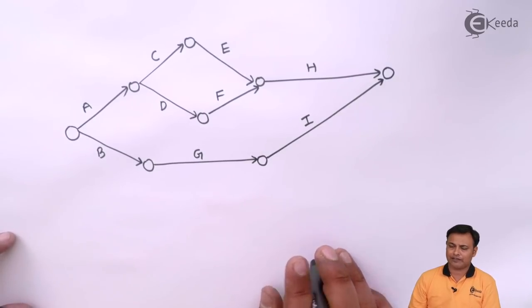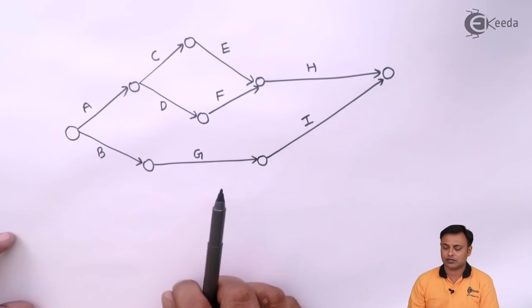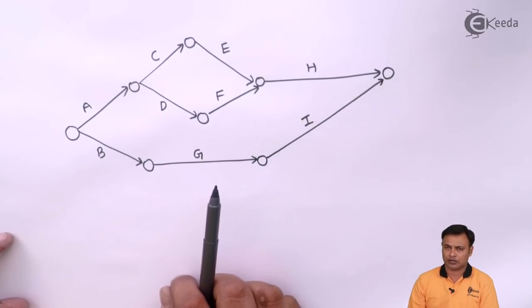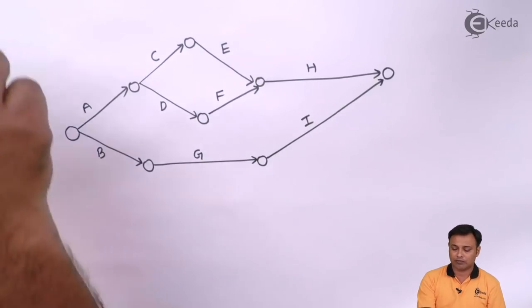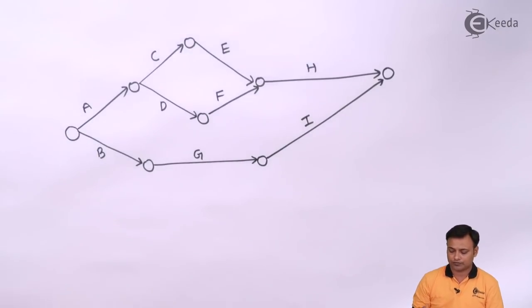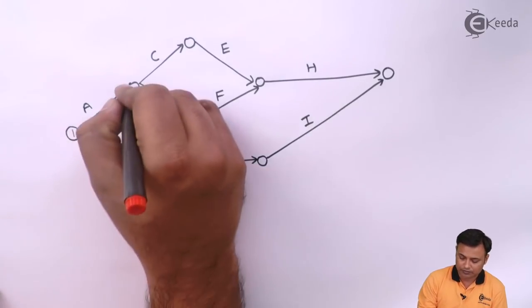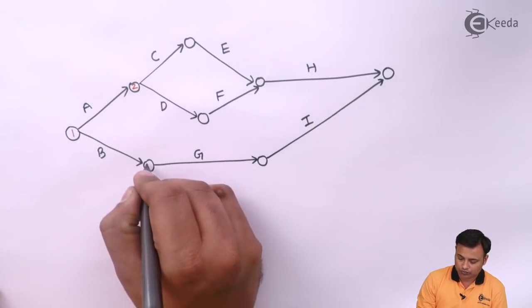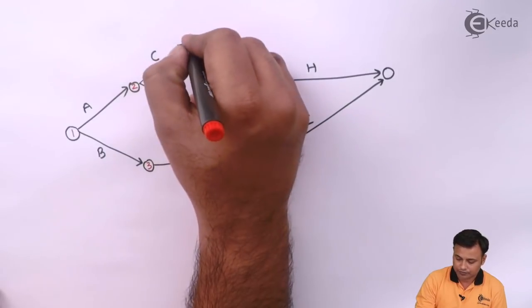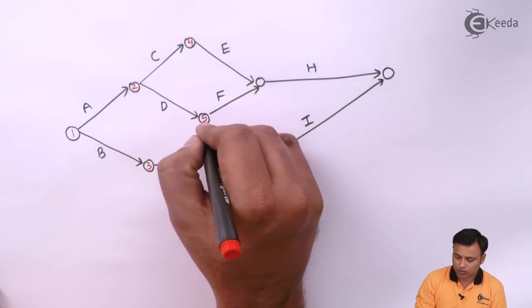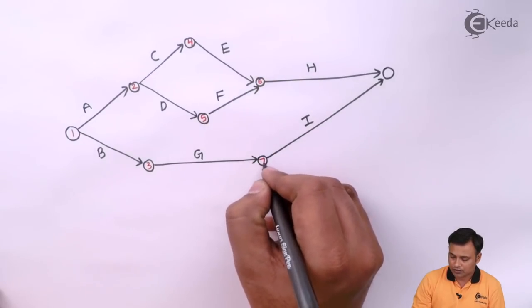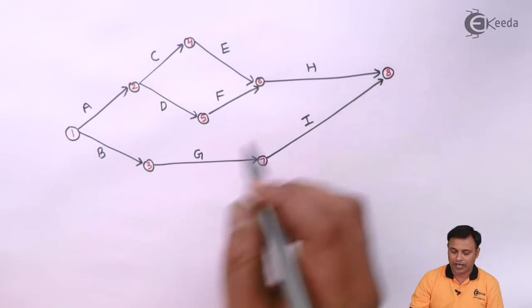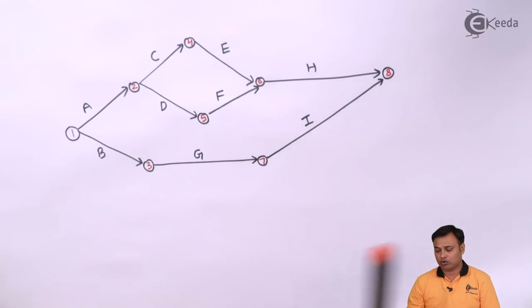It doesn't matter whether your arrow goes upward or downwards, your connection should be proper. The only thing is that the arrow must not go backwards. I'll put down the numbers inside the nodes. So I will put down a 1, 2, 3, 4, 5, 6, 7, and 8.